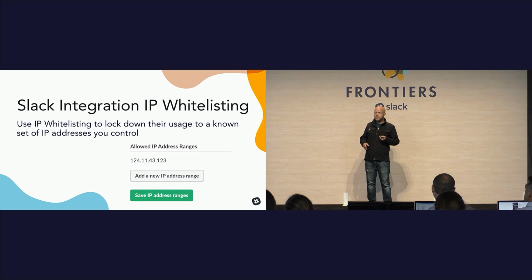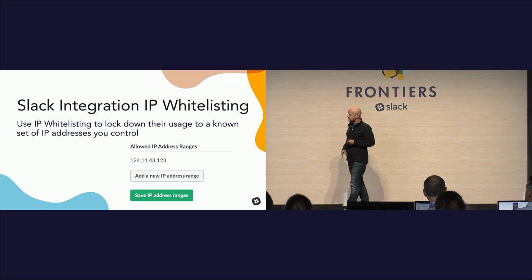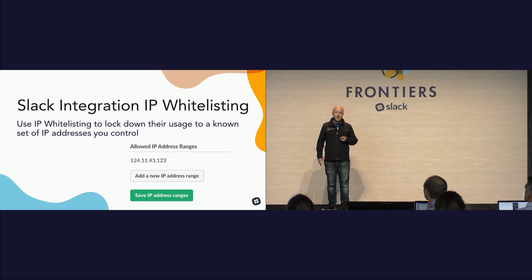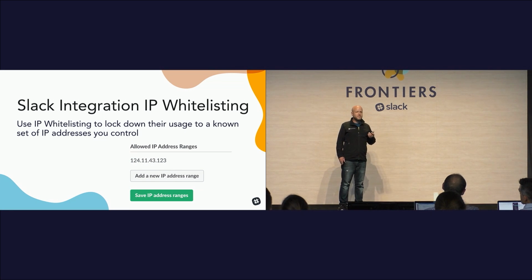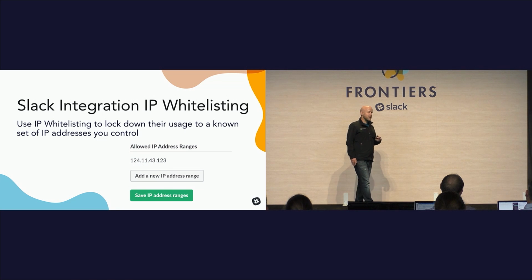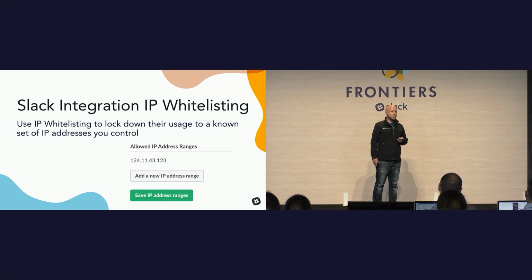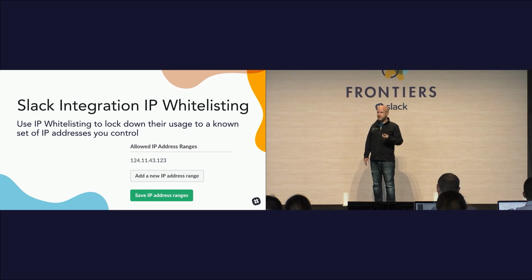OK. This is another feature that we released a few weeks ago. It's IP whitelisting. So if you have an internal integration and you want to limit the servers that will be allowed to interact with the Slack API, you can add those IP ranges into the IP whitelisting, and we will not send events or receive calls from anything other than those IP ranges.